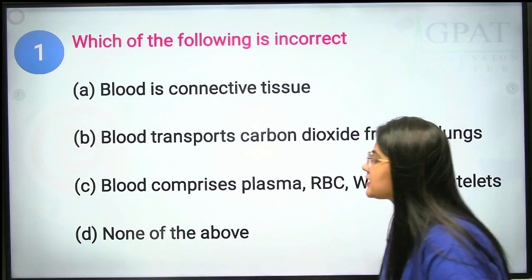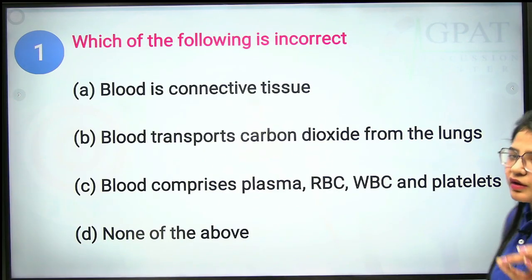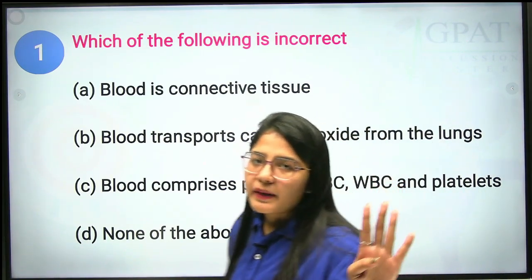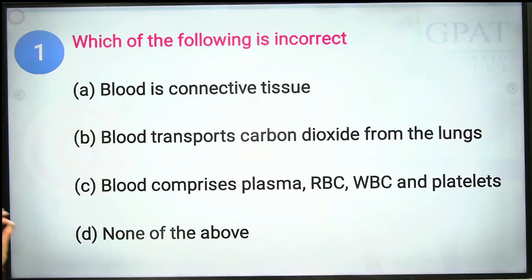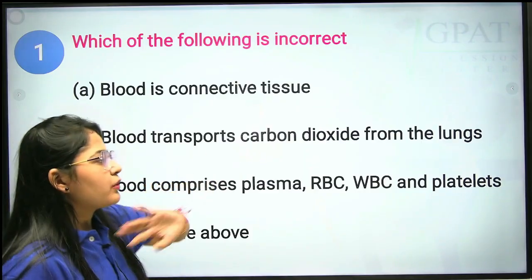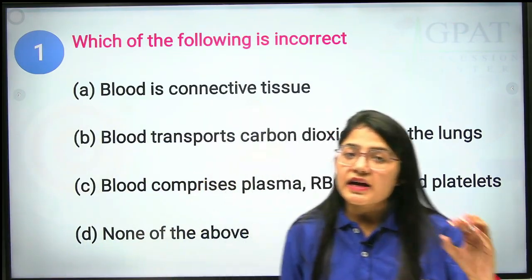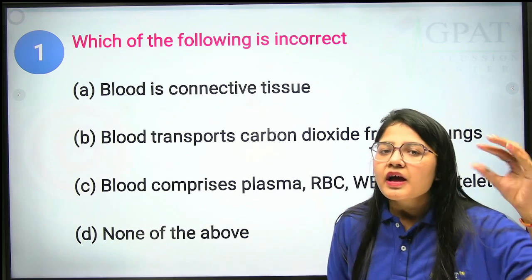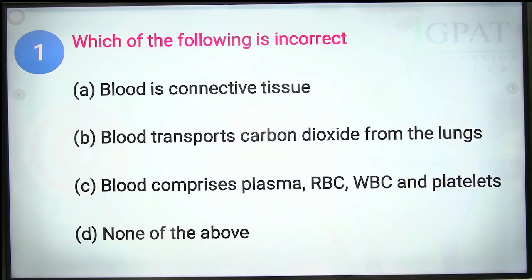Third option is blood comprises plasma, RBC, WBC and platelets. Obviously, blood has 4 main types of components named plasma, RBC, WBC and platelets. So our incorrect statement is blood transports carbon dioxide from the lungs. As we all know, carbon dioxide is transported by our lungs outside our body. Clear? Okay. So this will be your correct answer.